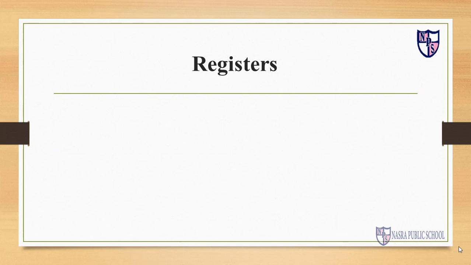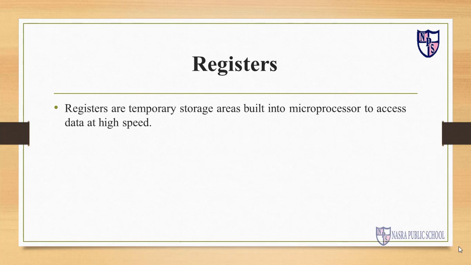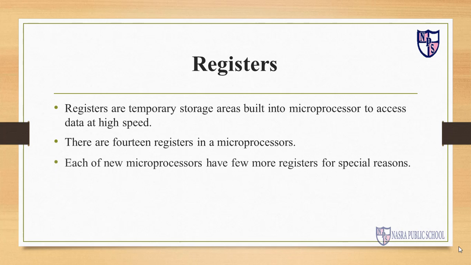Next is register. Registers are temporary storage areas built into microprocessor to access data at high speed. There are 14 registers in a microprocessor. Each new microprocessor has a few more registers for special reasons. So these are the 4 components of CPU.